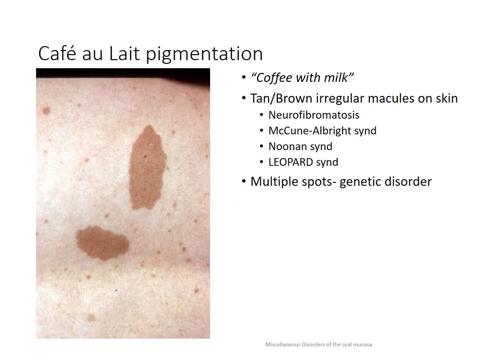Cafe au lait means coffee with milk. Generally tan or brown irregular macules are seen on the skin, seen in neurofibromatosis, McCune-Albright syndrome, Noonan syndrome, Leopard syndrome. And when you're seeing multiple of these cafe au lait pigments, it is important that you suspect some genetic disorder and the patient must be subjected to the necessary investigations.